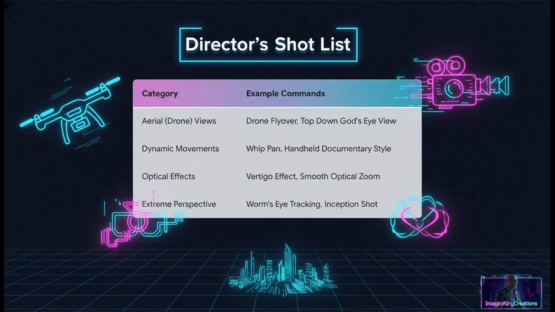And as you can see, this isn't just a random list of terms. These commands are organized into categories, just like a real director's shot list. You've got aerials for those epic establishing shots, dynamic movements for action sequences, optical effects to create drama, and even extreme perspectives to get those truly unique visuals. This is your new creative toolbox.